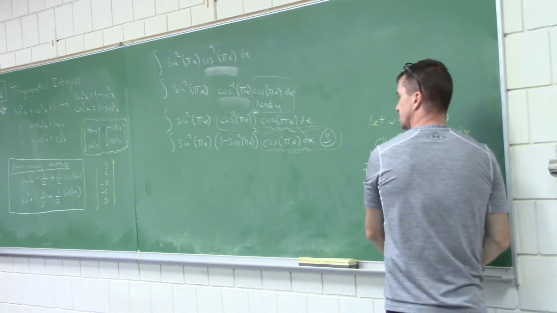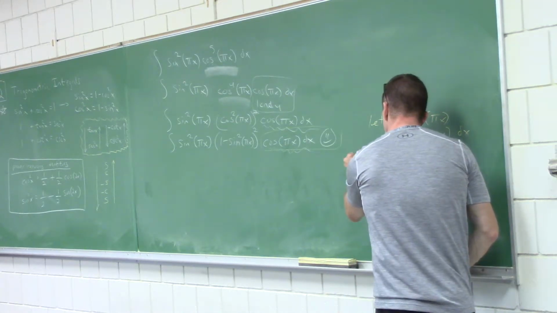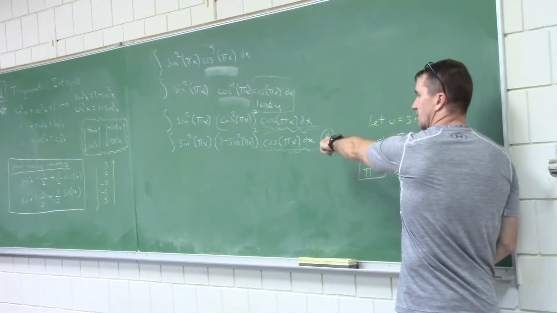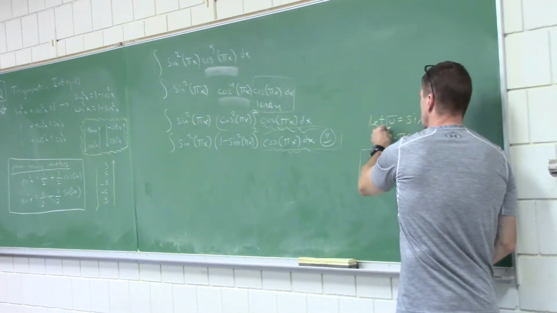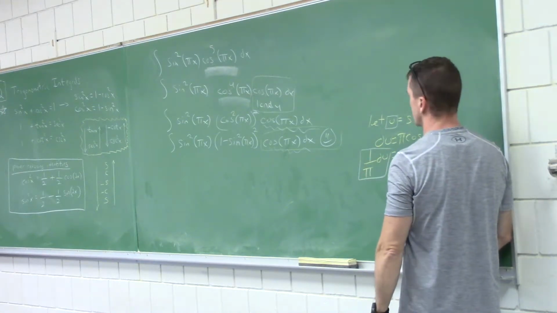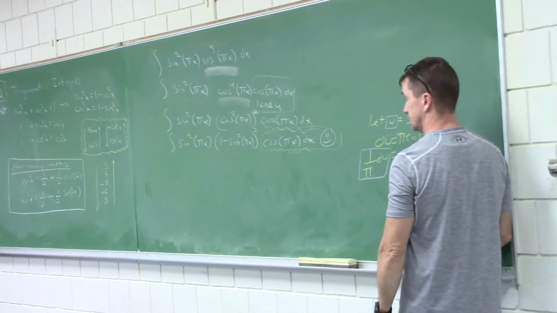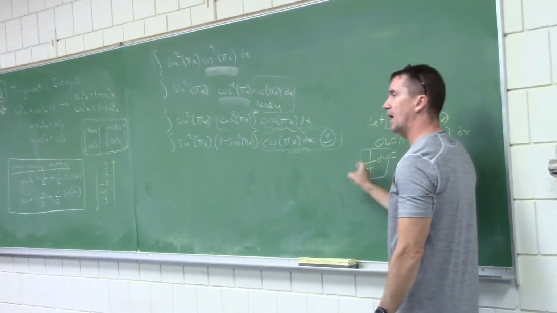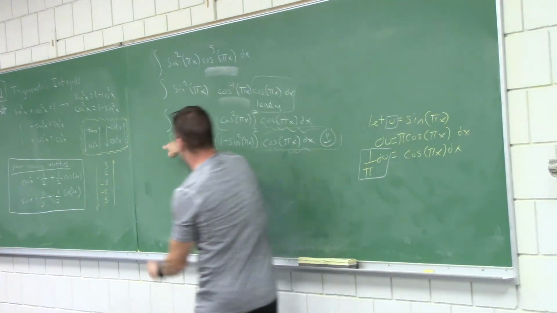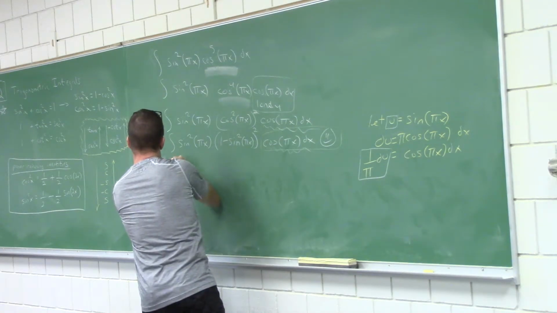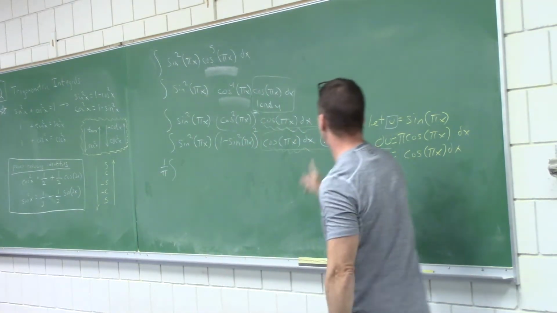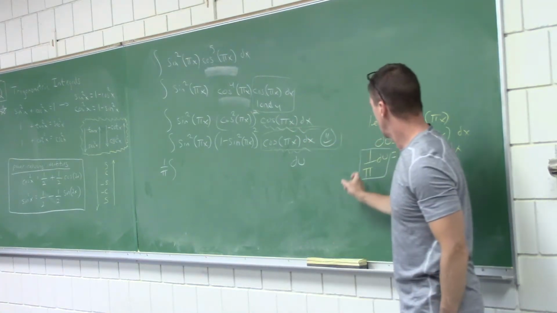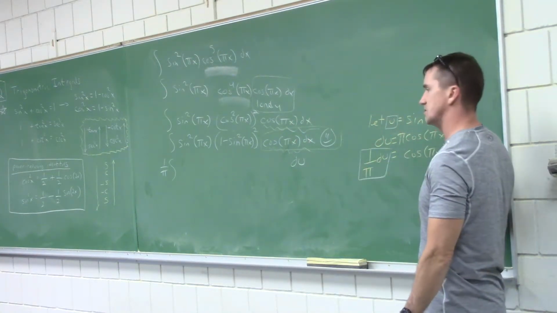Are you ready to substitute? Let's do it. That's replacing the cosine pi x dx, the lonely trig function. And then u will replace every sine of pi x. The 1 over pi goes here, out of the way. Is that okay? 1 over pi du replaces the cosine pi of x dx.